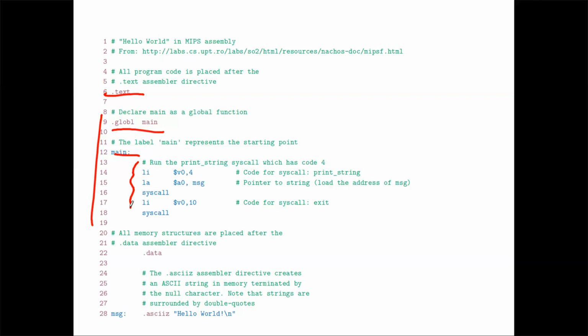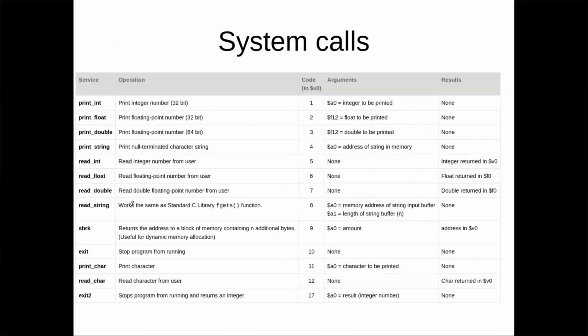What the code is doing is that, remember, we have this table of system calls which this emulator provides, pretending that there is an operating system that can do it for you. The one we're using here is print string, which allows you to print a string on the screen.